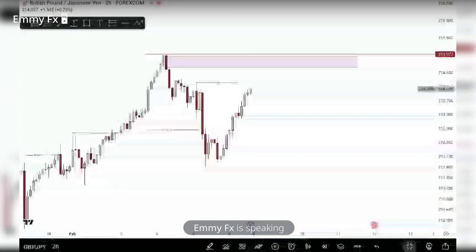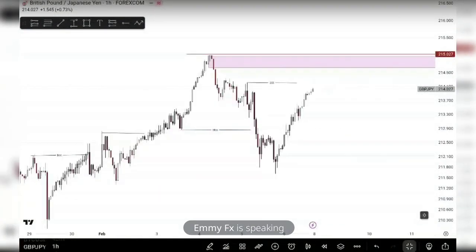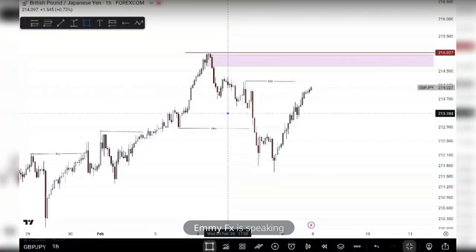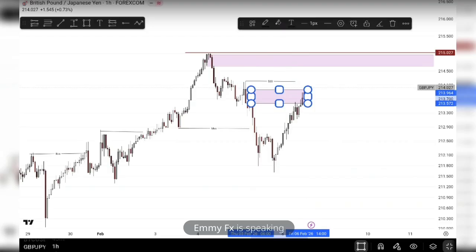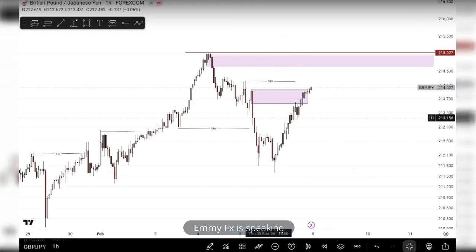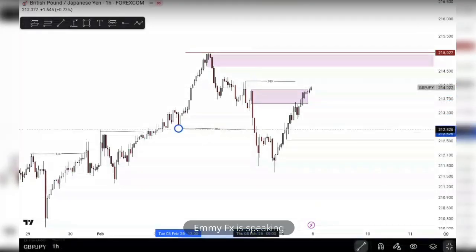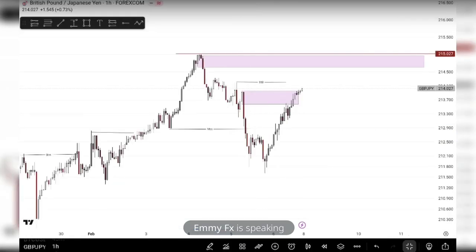Now we have this MSS which is here, and we have this zone. So some people will be looking to take trade from this order block here, and this order block is sitting at the pool of liquidity. That order block is an endorsement in which we want price to take out from it.